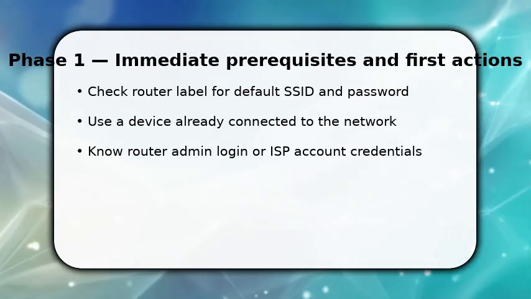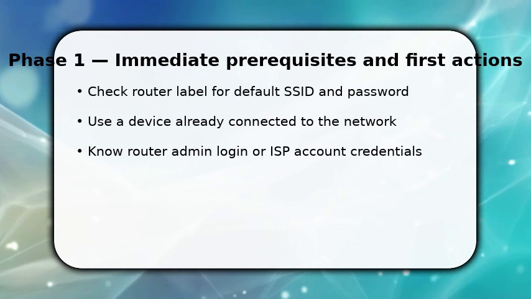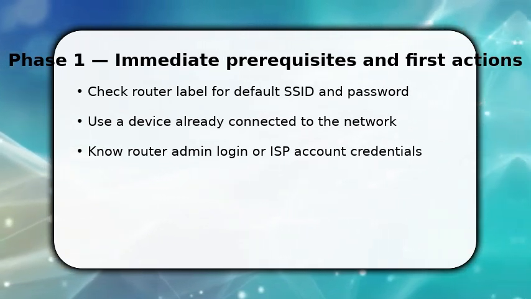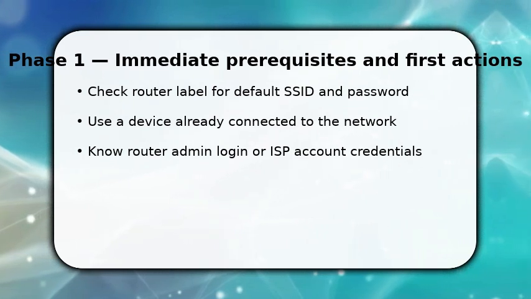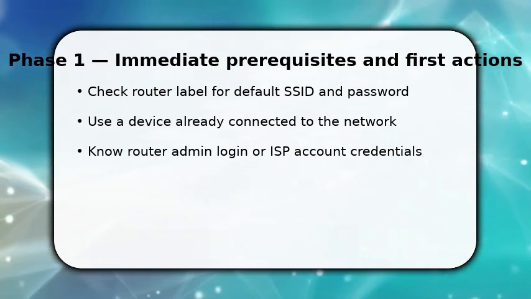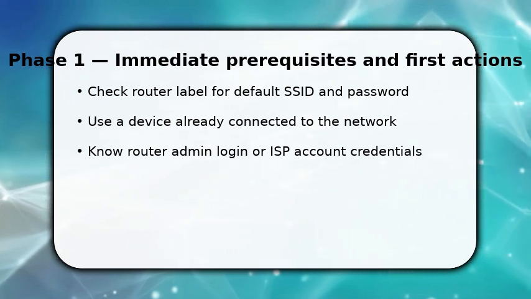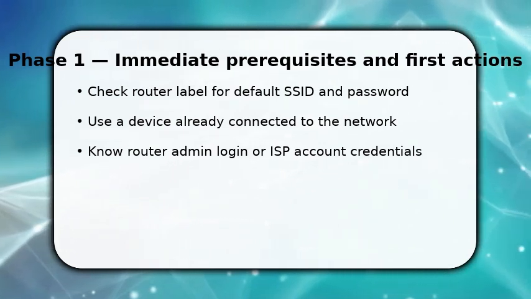You begin with what's available: the router label, a connected laptop or phone, and the admin sign-in. First, inspect the router sticker for the default SSID and WPA key. Write it down. Once done, connect the device to Wi-Fi or use Ethernet to avoid lockouts.